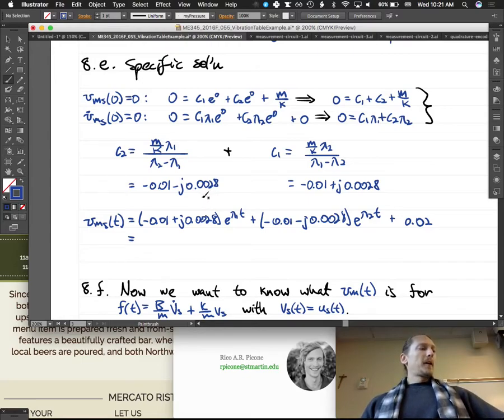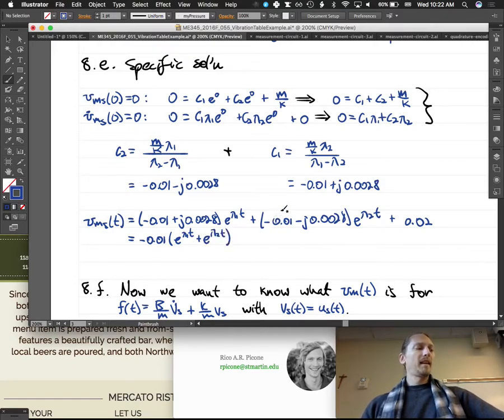So what we're going to do is take the two real parts, and bring them together. So notice there's a real part, an imaginary part, a real part, an imaginary part of each of these, right? Let's bring the real parts out front. So we have negative 0.01, and then we have e to the lambda 1t from this term. And then from this term we have plus e to the lambda 2t.